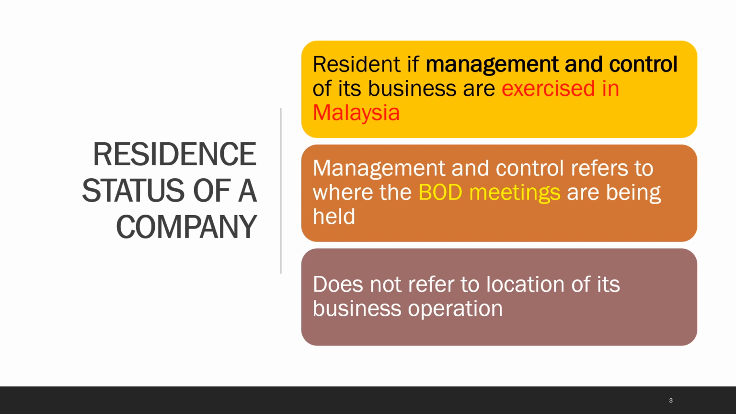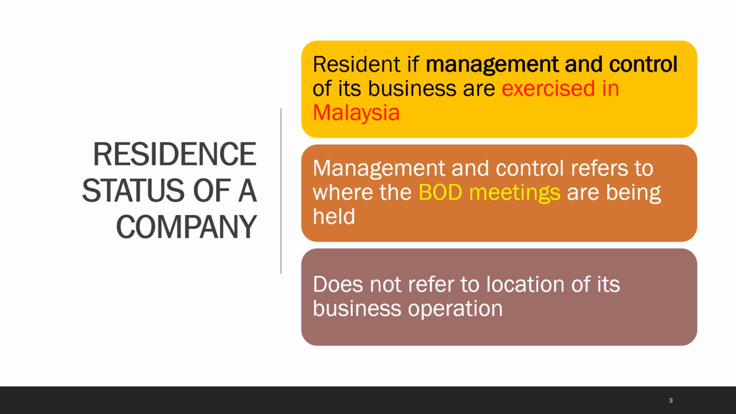Okay, next let's look into the resident status of a company. Unlike an individual person, the resident status of a company is determined by looking at the management and control of its business, whether it is exercised in Malaysia or not. So if the management and control is exercised in Malaysia, we can say that the company is resident in Malaysia. However, if not, then the company is not resident.